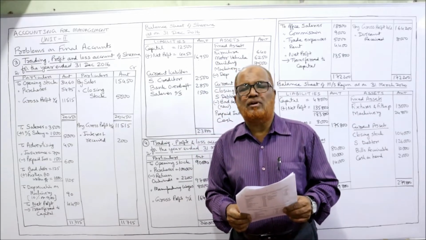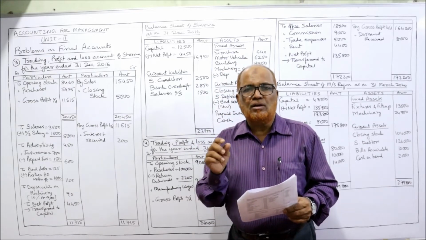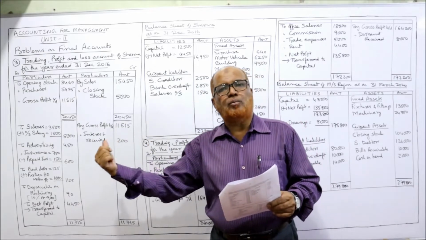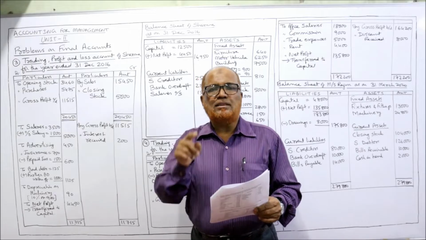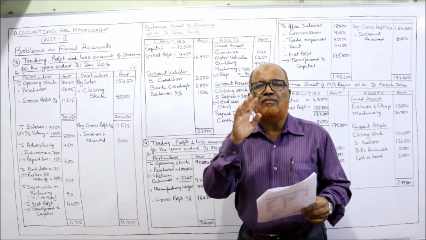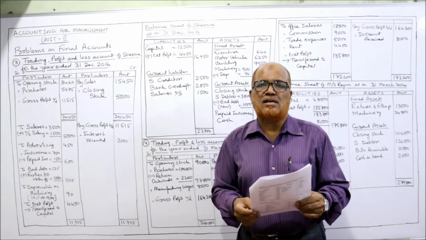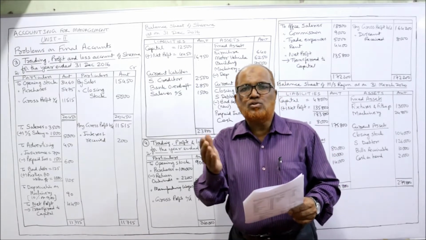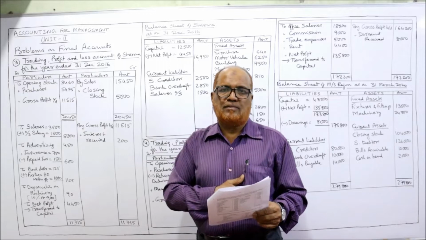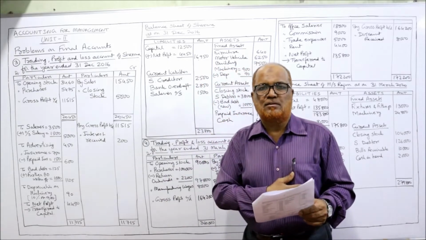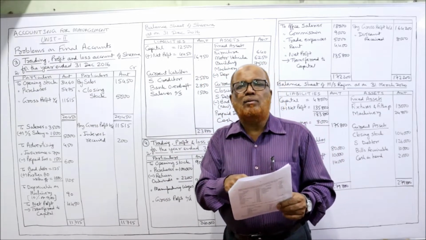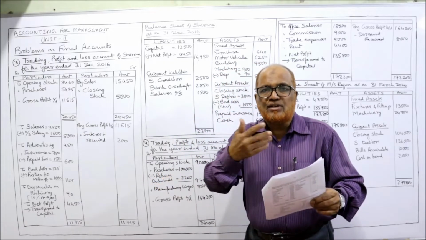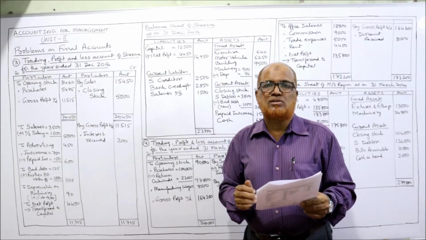Already in the previous problem we have done this. Depreciation given in adjustment will appear twice. Depreciation will be debited to profit and loss account, and this depreciation will be deducted from machinery on the asset side. Last one, salary outstanding. This will be added to salaries in the profit and loss account debit side. Again, outstanding salary will be shown as a liability, current liability. That's all. So I have explained to you the treatment of adjustments.